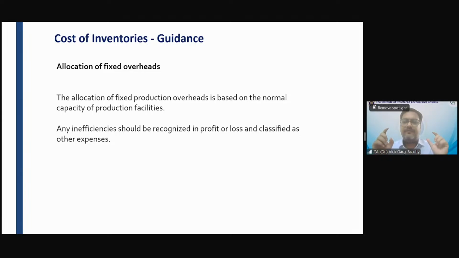So always remember, please write down. One, when actual production is equal to normal production capacity, then allocation of fixed overhead is equal to fixed overhead divided by normal production. Number two, when actual production is lower than the normal production, fixed overhead will be allocated on the basis of normal production capacity, which comes out at 10 rupees per unit, and this per unit amount is multiplied by actual production. Third, when actual production is greater than the normal production, then fixed overhead is allocated on the basis of actual production, so fixed production overhead divided by actual production. Okay.